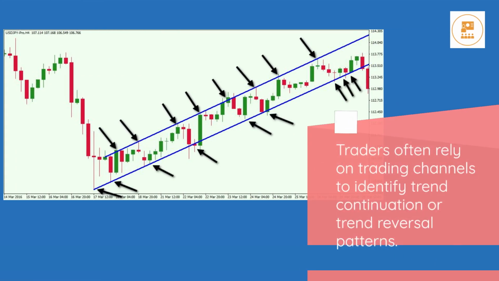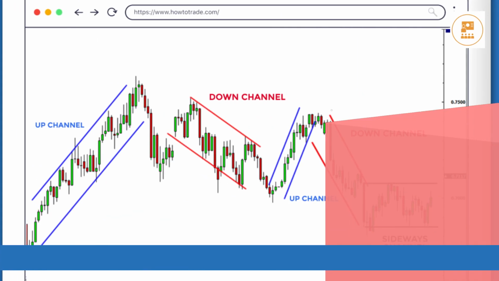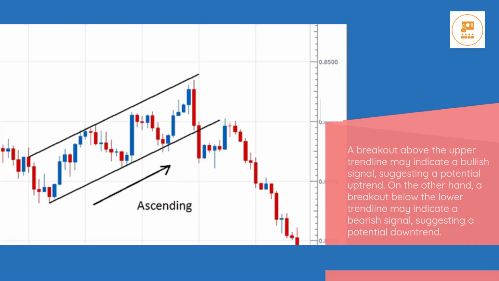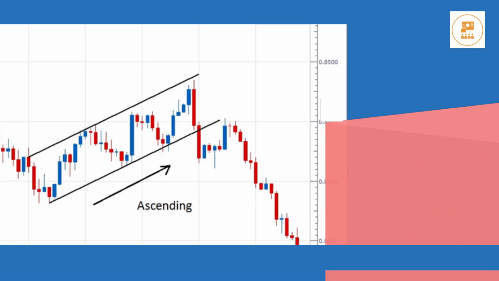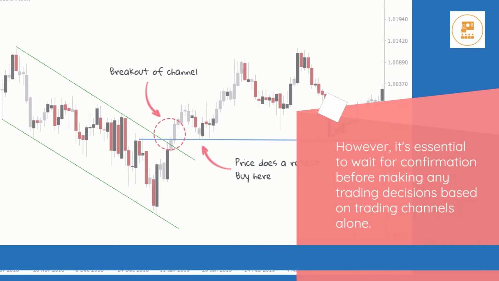Traders often rely on trading channels to identify trend continuation or trend reversal patterns. A breakout above the upper trend line may indicate a bullish signal, suggesting a potential uptrend. On the other hand, a breakout below the lower trend line may indicate a bearish signal, suggesting a potential downtrend. However, it's essential to wait for confirmation before making any trading decisions based on trading channels alone.